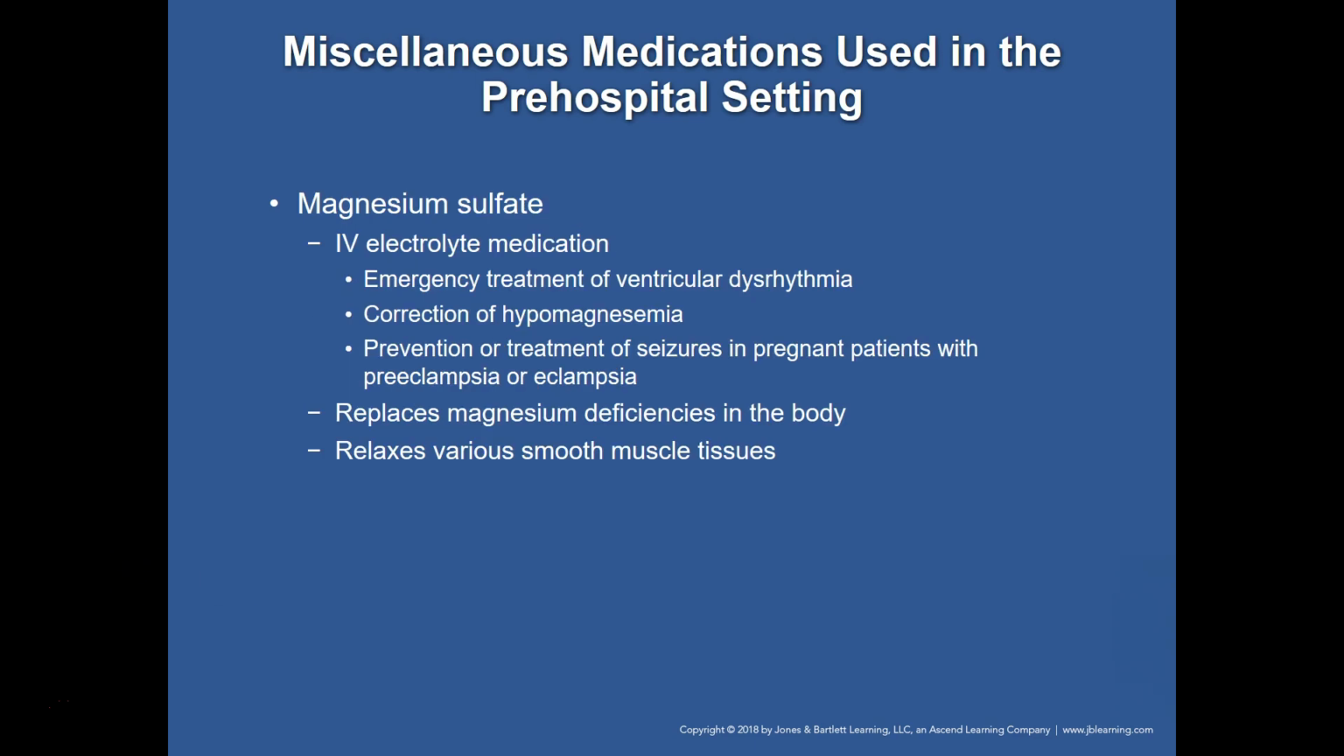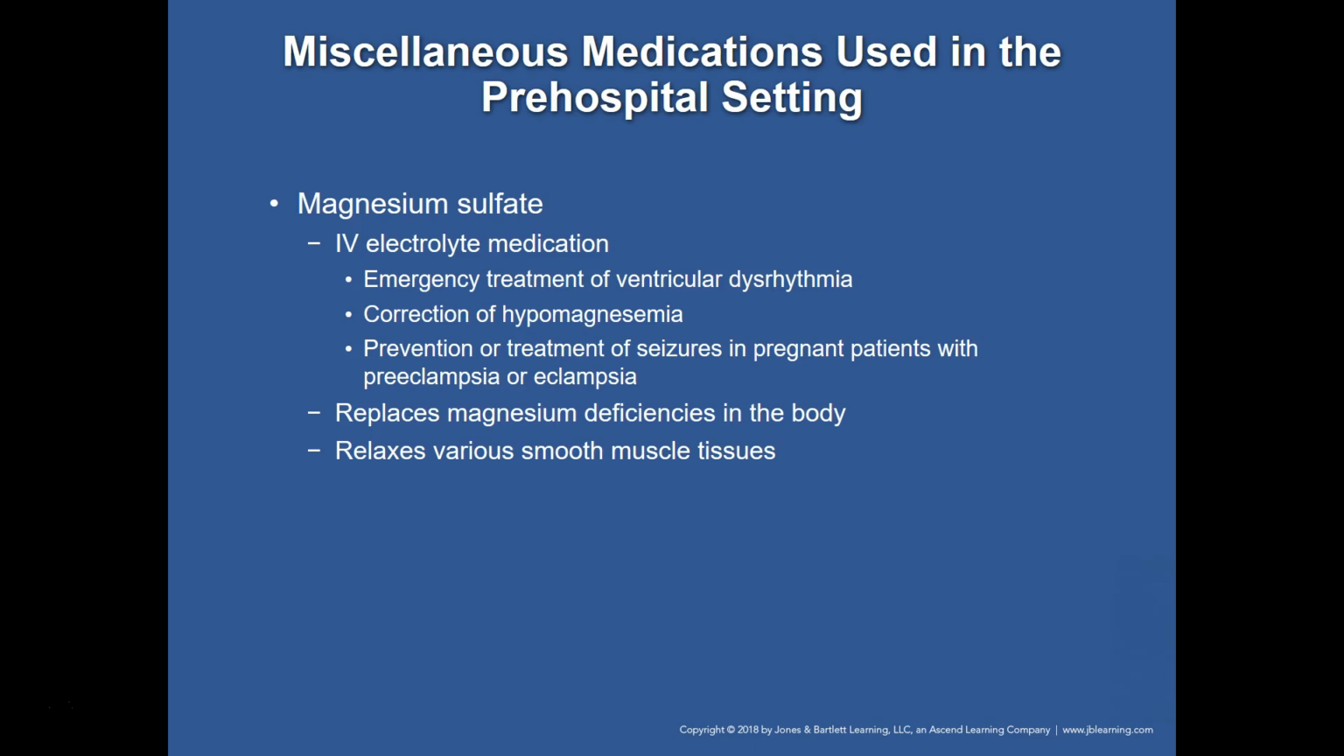Mag sulfate is an IV electrolyte. It's used for emergent treatment of ventricular dysrhythmias such as torsades, correction of hypomagnesemia, which we don't do in the field, and prevention or treatment of seizures in pregnant patients with preeclampsia or eclampsia, which we sometimes do, but oftentimes we wind up transporting a patient that has that.